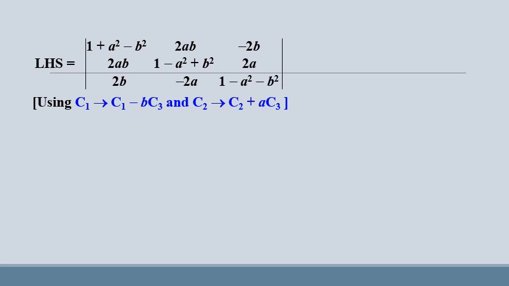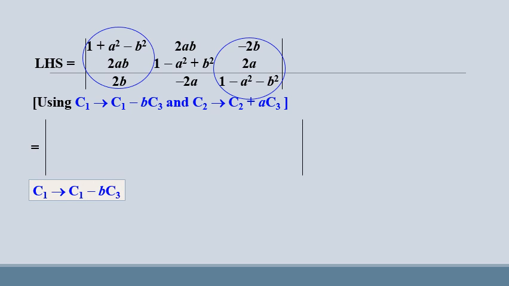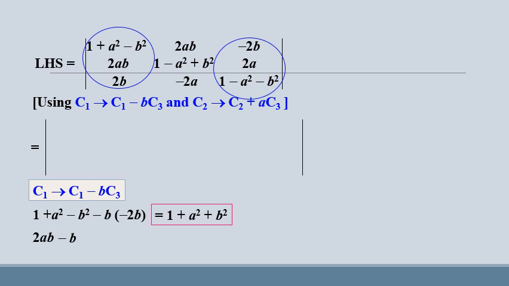So first we will apply the property on the elements of C1 using C3. So first element of C1 is 1 plus a square minus b square, and we are multiplying the first element of C3 with b and simplifying. So we get 1 plus a square minus b square minus b into minus 2b, which is equal to 1 plus a square plus b square.